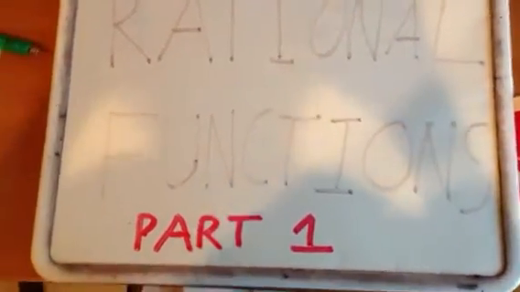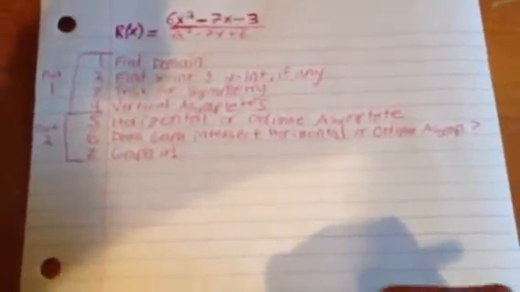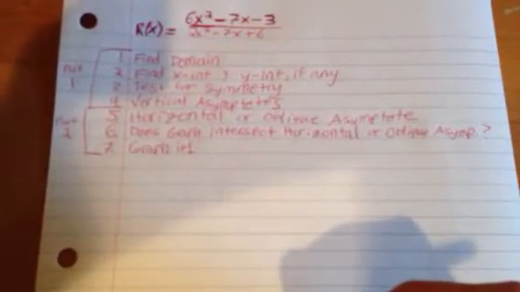I have decided to split this up into two parts because for this rational function right here we have to find several things. So this is part one, we're going to be finding four things, and part two we'll be finding three things. Let us analyze this rational function right here. We need to find the domain, x-intercepts and y-intercepts, if any, test for symmetry and vertical asymptotes in this video.